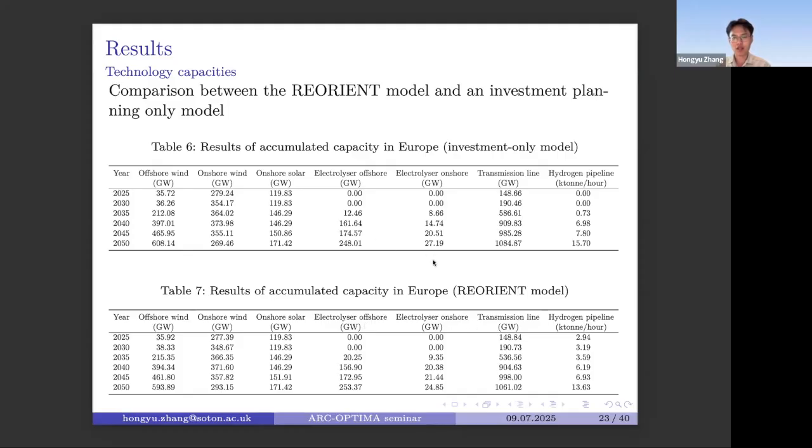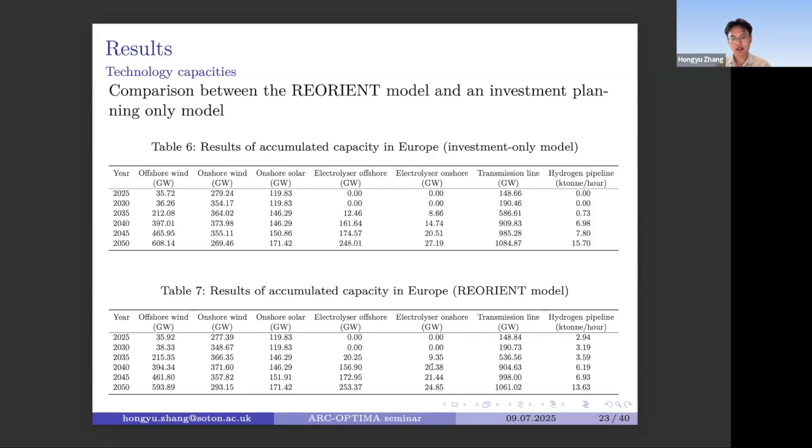By comparing these two tables, I would like to first focus on the electrolyzer, offshore and onshore. In both cases, as you can see, there are no electrolyzers until 2030, and this is mainly because the hydrogen demand is fulfilled by the SMR-CCS, the blue hydrogen. But starting from 2035, as we decrease the CO2 emission limits, you have more electrolyzers to produce green hydrogen.